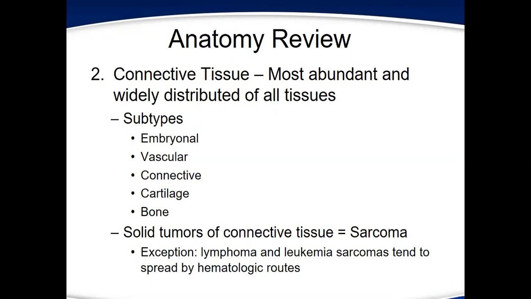Now, solid tumors of the connective tissue are called sarcomas. Of course, you'll find out that there are many exceptions when we talk about cancer information management. And in this case, the exception is lymphoma and leukemia. Sarcomas, which are quite rare, tend to spread by the hematologic routes and not through the connective tissue itself.